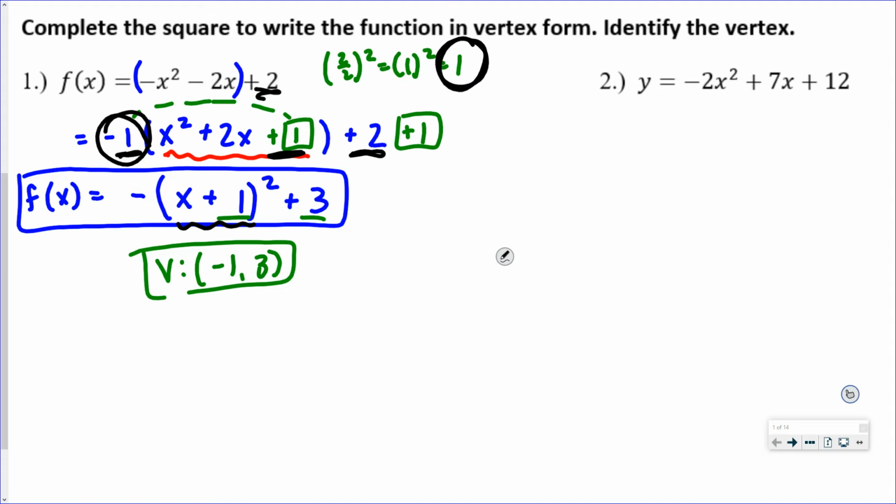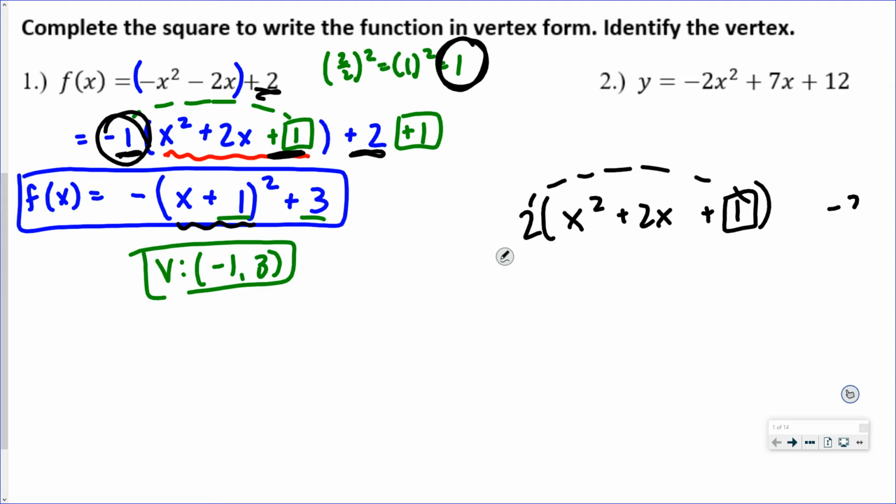So wait, Sydney, what you're saying is why don't you subtract 1 from the 2, right? Because this is always this number. If it was this number that we factored out, like let's say we factored out a 2, and I added in a 1, what did I really add in? 2. So I'd have to then subtract 2.